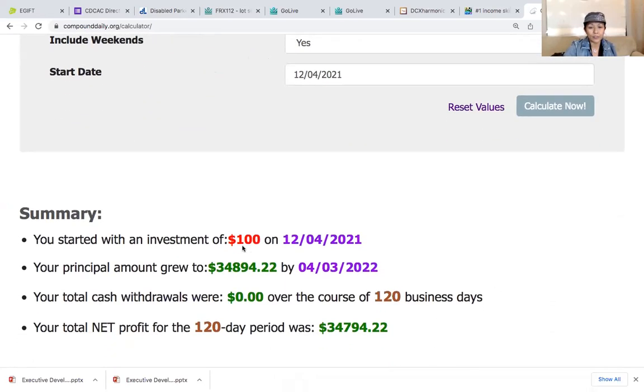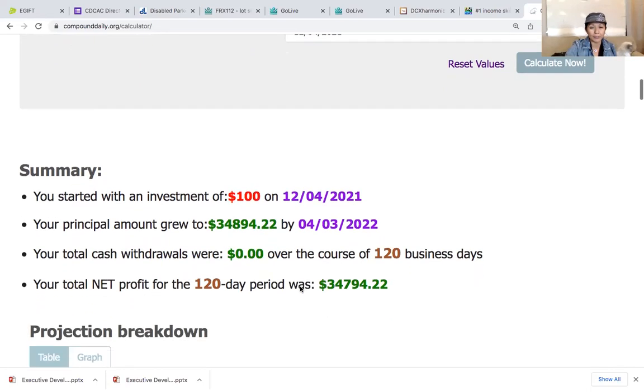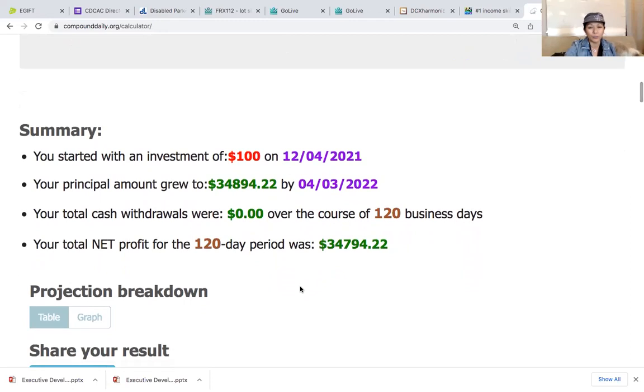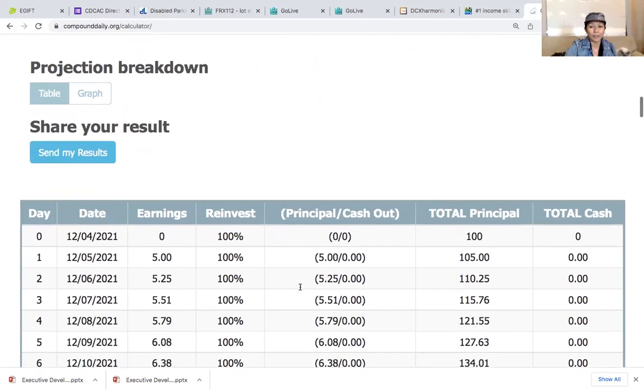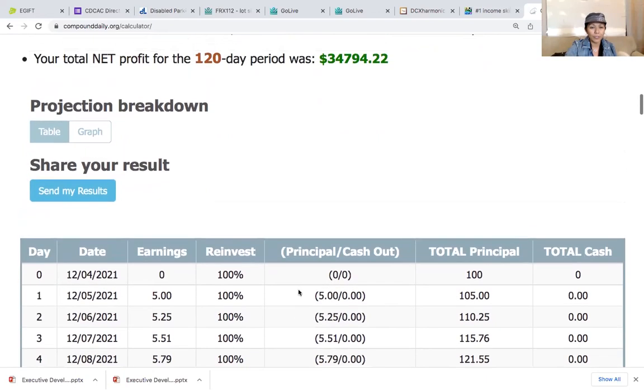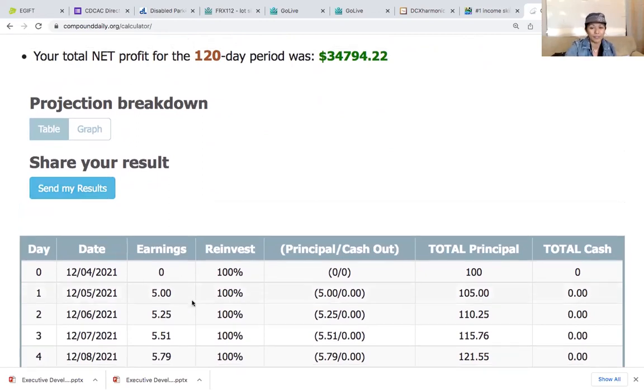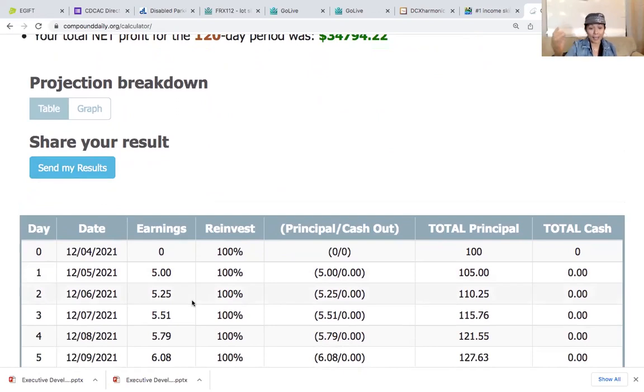And basically starting with a $100 account on December 4th, in 120 days on April 3rd, 2022, this account could potentially be at 34,894. Okay, now you changed the parameters, but the calculator is awfully cool to be able to see what your journey would look like if you were compounding an account. By the way, you can click on send my results. You can send yourself a PDF version of this. So you could use this as a map or a guide, okay?